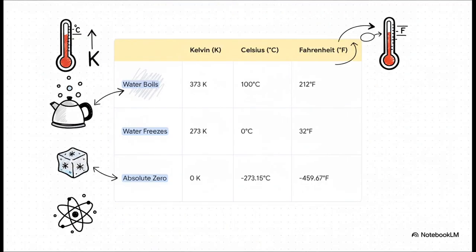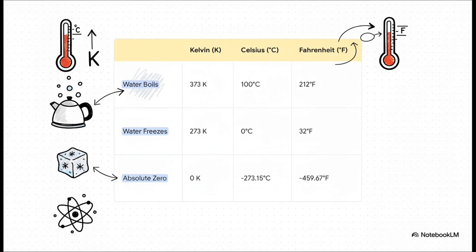Now, we've got a few different scales to measure all this. You've got Celsius, which most of the world uses, where water freezes at a nice clean 0. Then there's Fahrenheit, common in the US, where water freezes at 32. But for scientists, the big one is Kelvin. And what's so cool about Kelvin is its starting point.